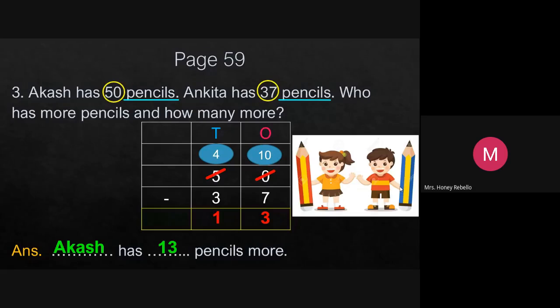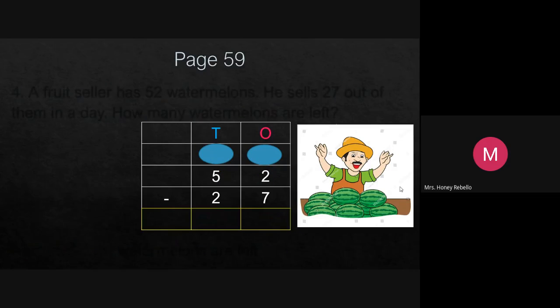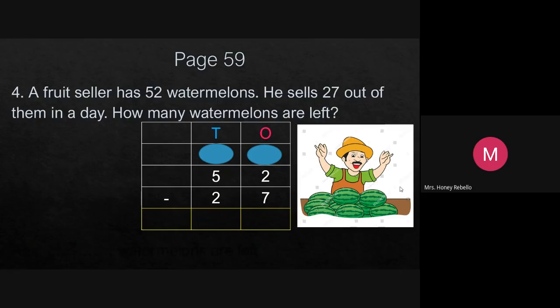Hope all of you have finished this. Now we'll go to the next one because we have one more sum, the fourth one. See the fruit seller over here, very happy, smiling away with all the watermelons. Now, the next child is Sharon Pranav. Sharon.